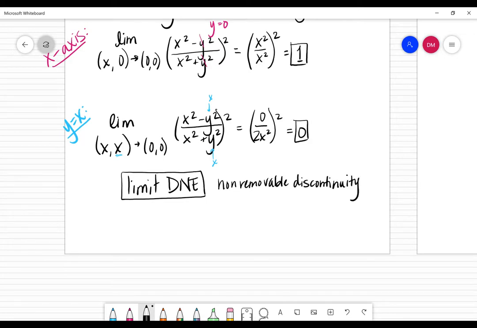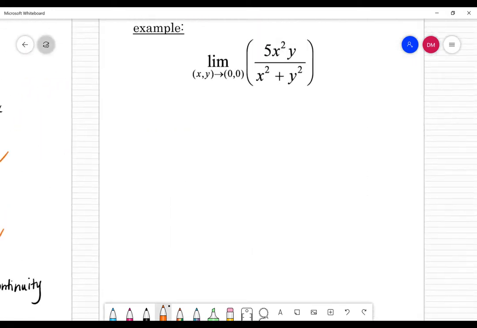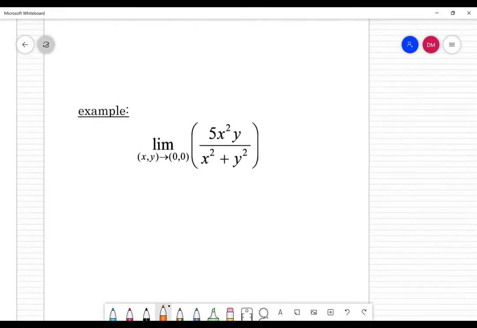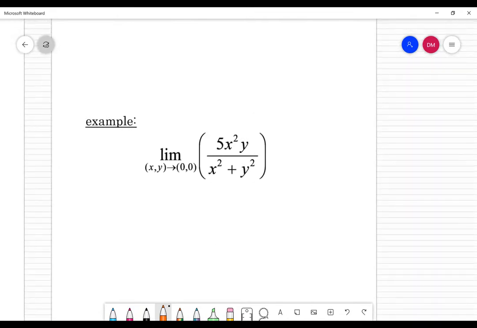All right. And so again, just keeping in mind that if I get an evaluation along one line that's different from the other line, then the limit would not exist. Okay, so let's do another example, a different function over here. We're going to also just keep to approaching 0, 0 there and just change out our function.